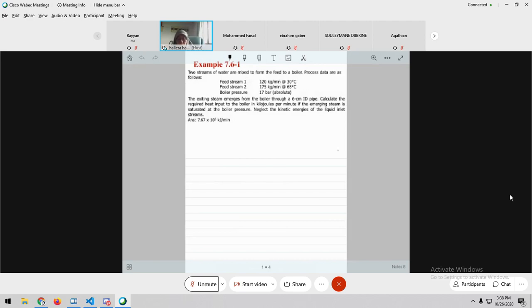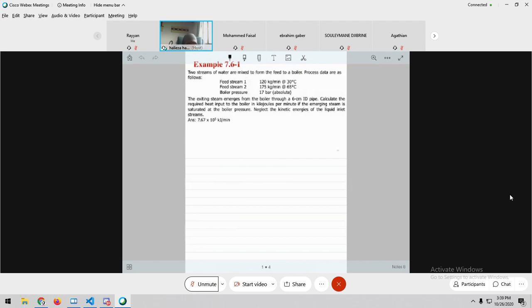Example 761. You have 2 streams being mixed to form the feed to a boiler. Your exiting stream goes through, oh, this is a very long example because you've got to calculate the kinetic energy. There's a pipe diameter given. Calculate the required heat to the boiler in kilojoules per minute if the steam that comes out is saturated. Neglect the kinetic energy of the inlet stream. Oh, this is going to be long.